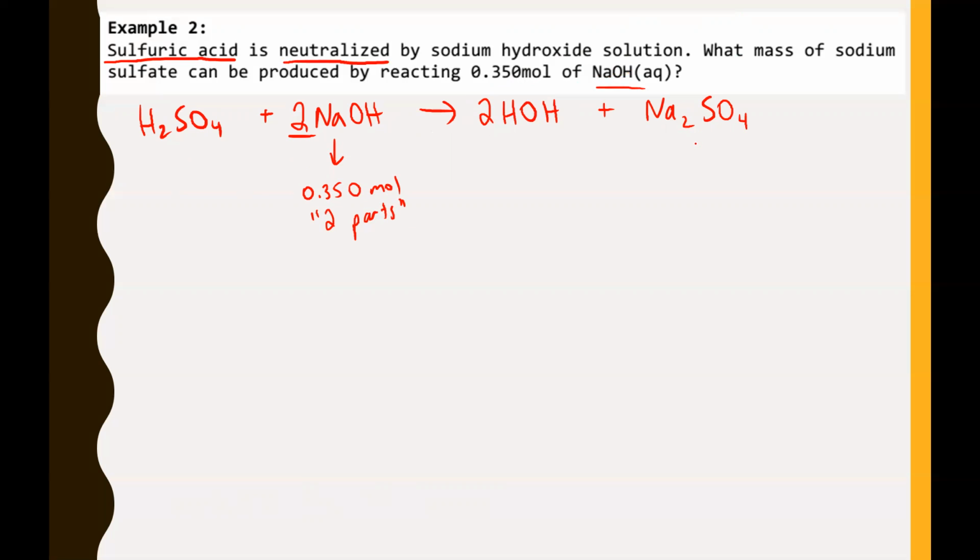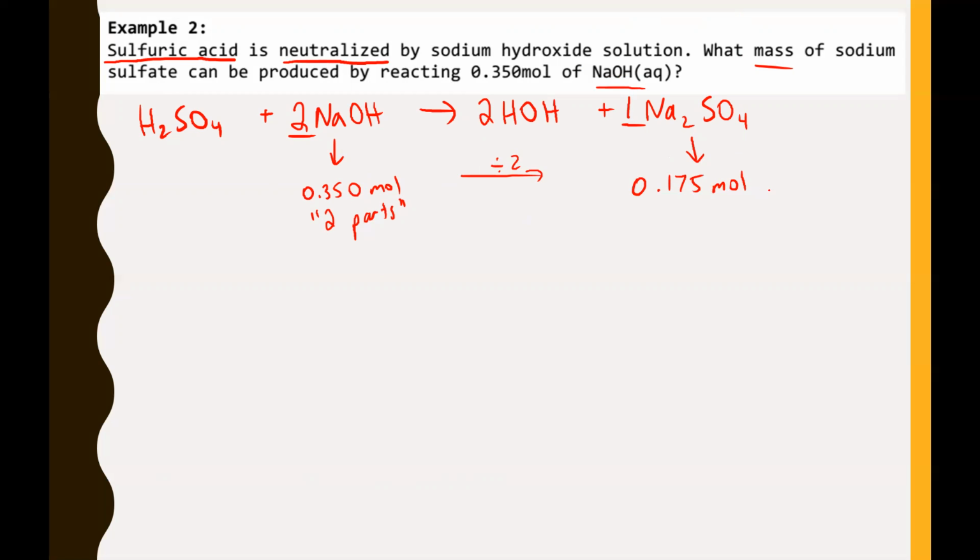Sodium sulfate is this guy right here. So we want to know how much, in terms of a mass, of this sodium sulfate is going to be produced. Well, before we can predict mass, we have to use our number of moles in this balanced chemical formula. We know that this 0.350 moles represents 2 parts, and we can also see that we only have 1 part of sodium sulfate, and you can put a 1 in front of that if you want, 1 part of sodium sulfate. So we just have to take this 0.350 and divide it by 2. And that's going to give us 0.175 moles of sodium sulfate.